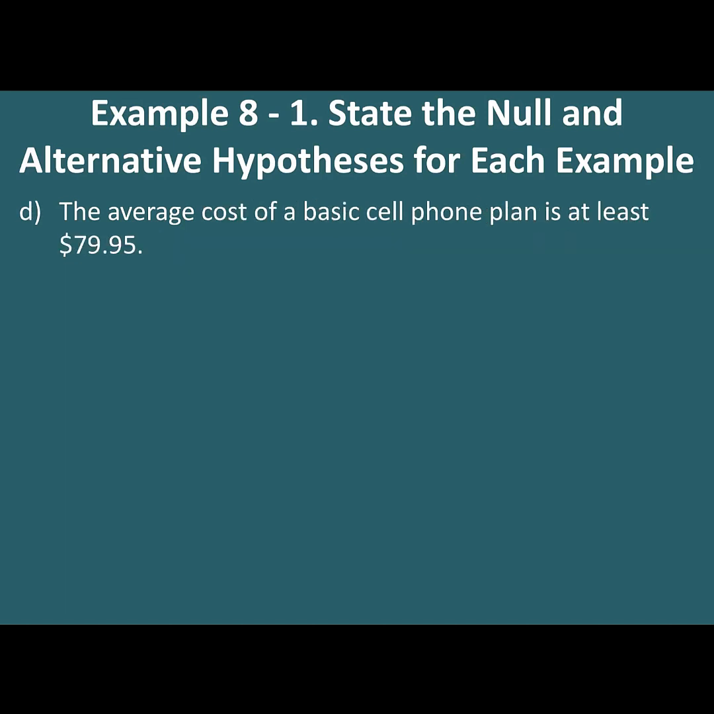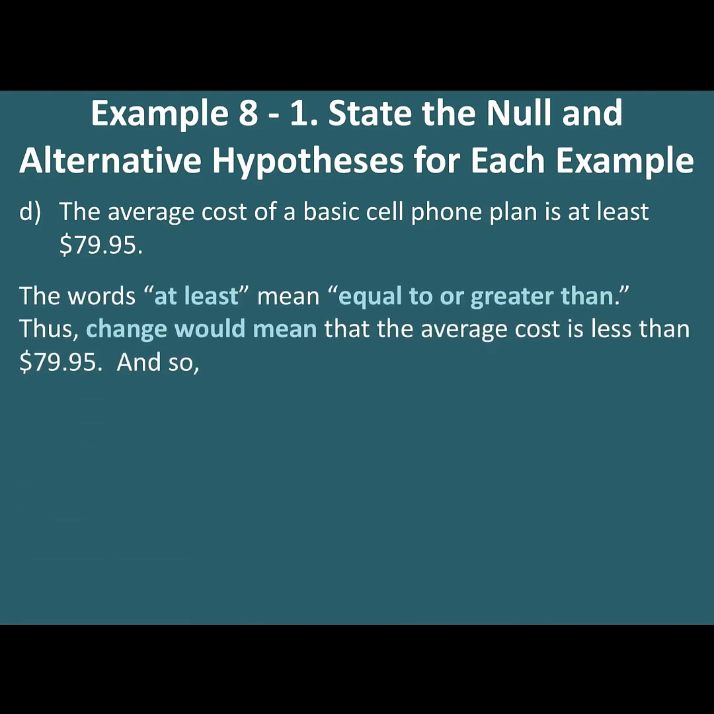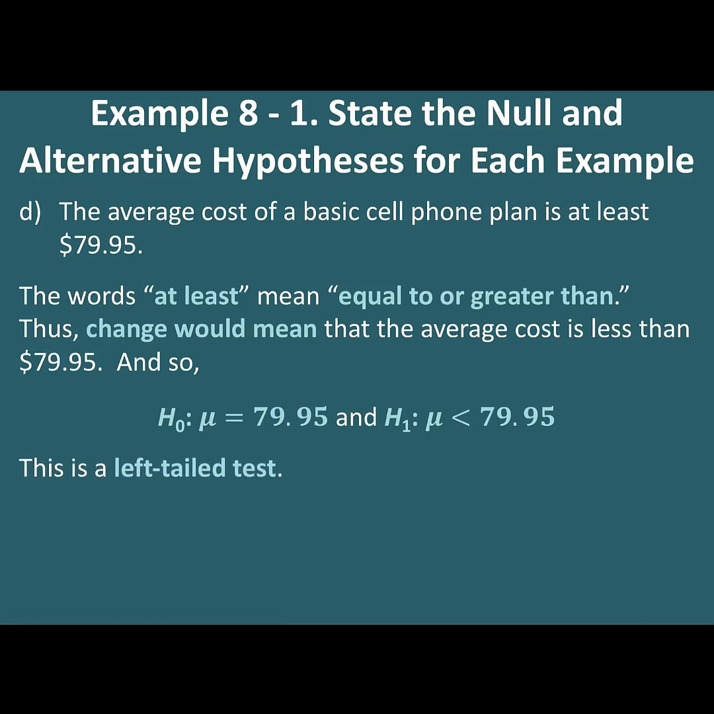Next, the average cost of a basic cell phone plan is at least $79.95. Now, since at least means greater than or equal to, a change would mean that the cost would be less than $79.95. And so our null hypothesis would be mu equals $79.95, and our alternative hypothesis would be mu less than $79.95. This would be a left-tailed test.